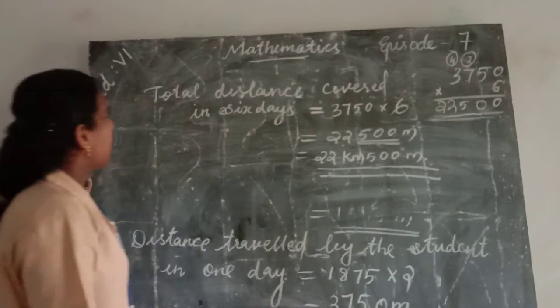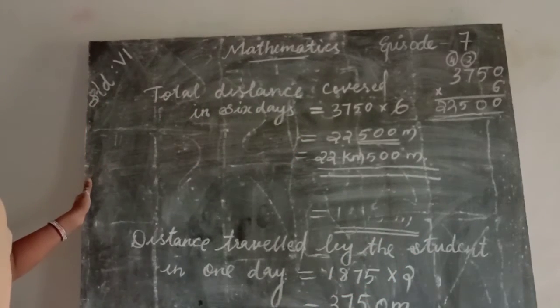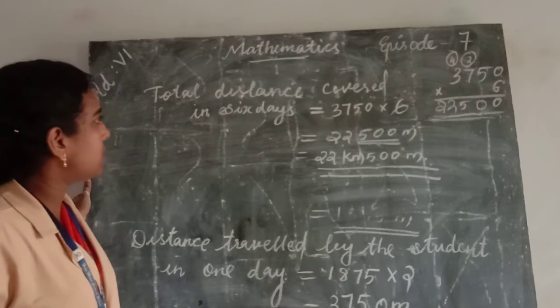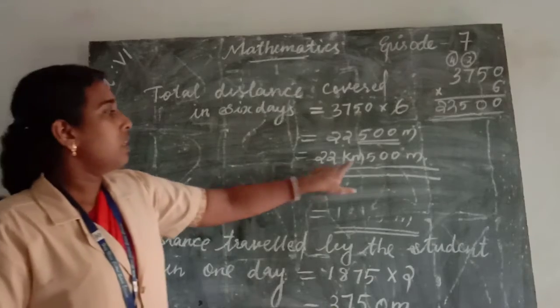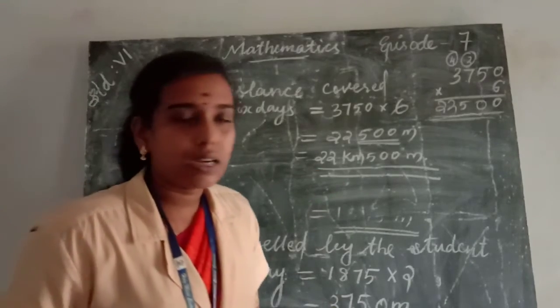So this is the answer for the 11th question. And the total distance covered by the student in 6 days is 22 kilometer 500 meter.